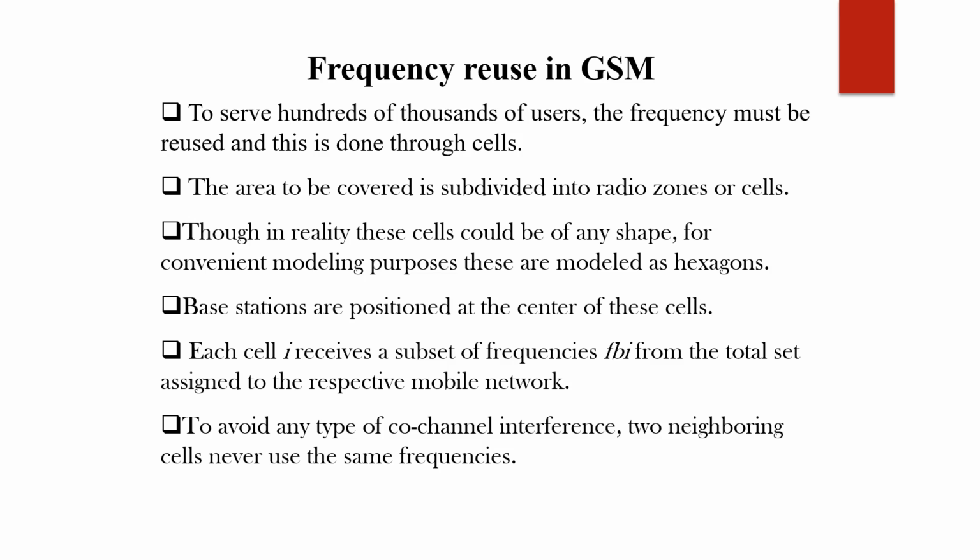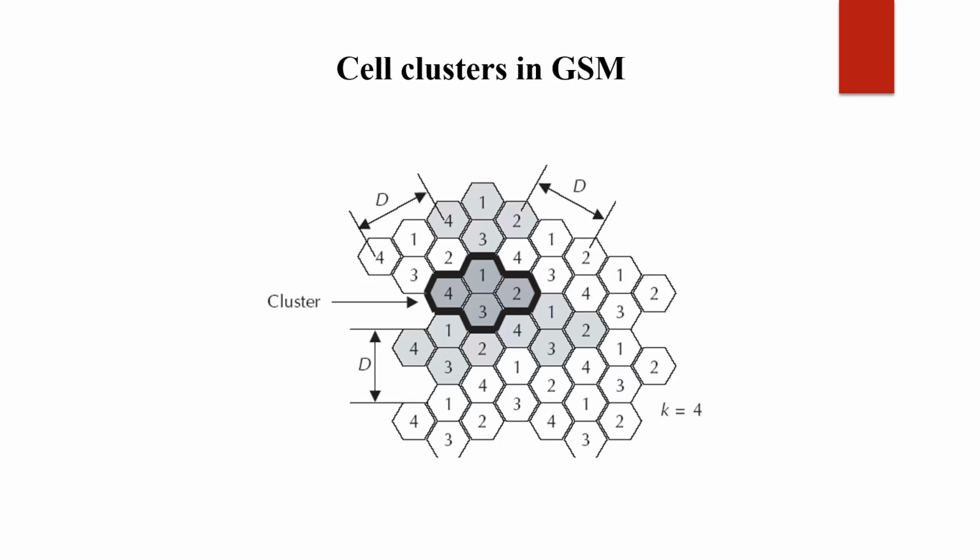Consider a specific area having specific zones; you can call them cells. Though in reality these cells could be of any shape, for modeling purposes they are modeled as hexagons. Base stations are positioned at the center of the cells, and each cell i receives a subset of frequencies from the total set assigned to the respective mobile network. To avoid co-channel interference, two neighboring cells never use the same frequency.